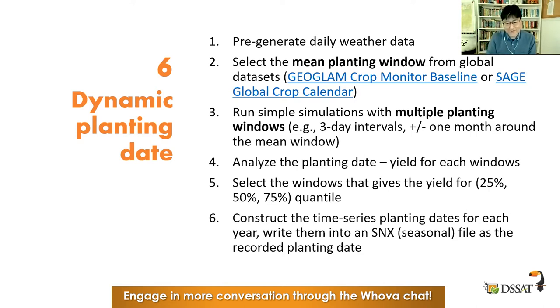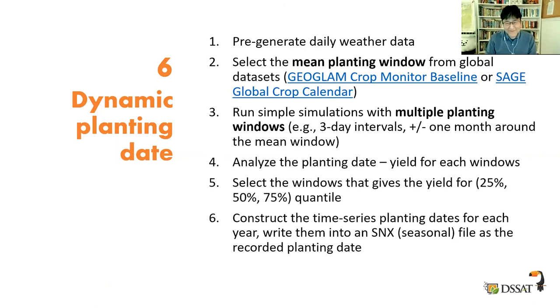Then I look through the yield data from each of the simulations, and I analyze that and come up with a time series of planting dates for each year. Then I write them into either a seasonal file or the SNX, the simulation file, for each crop, and then use that as a recorded planting date. It sounds a little bit techy, but if you are a DSSAT user, I hope you can follow what I'm doing here.